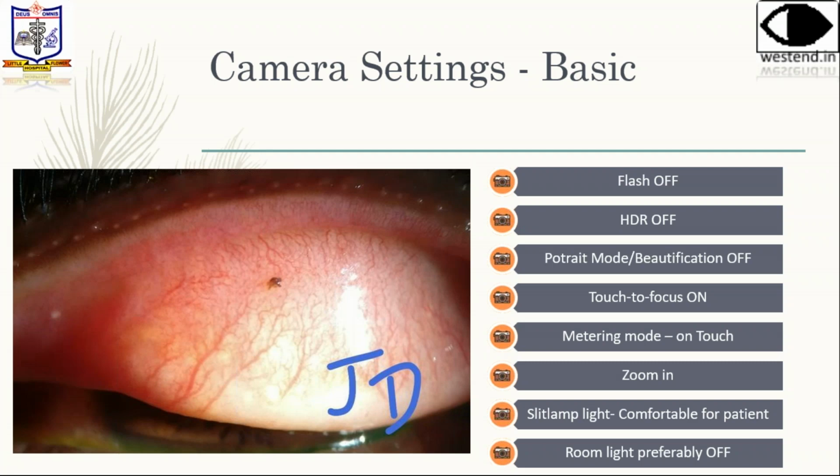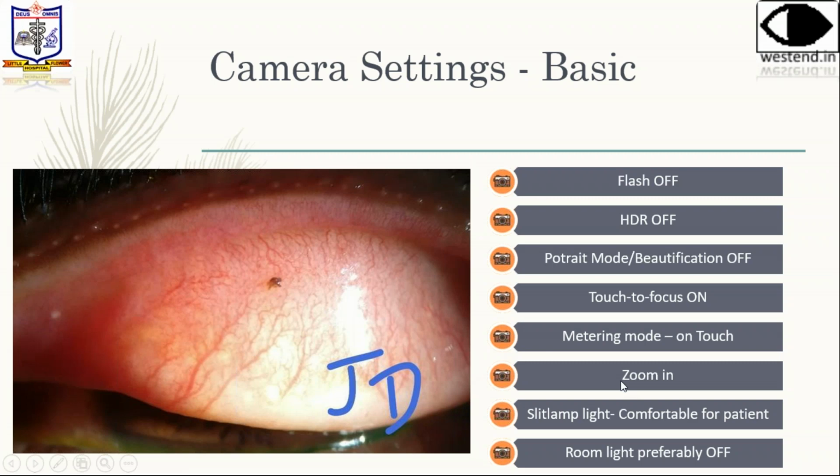So that is the things which you have to look for in the newer phones. Touch to focus is better kept on, so you can see the lesion, touch that area, focus on the lesion, and then take the photograph. Metering mode also can be kept on touch. In some apps, you can adjust the metering and the focus separately. Most of them have that on the same point.